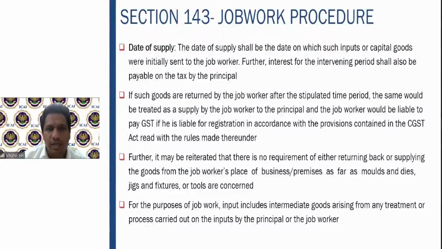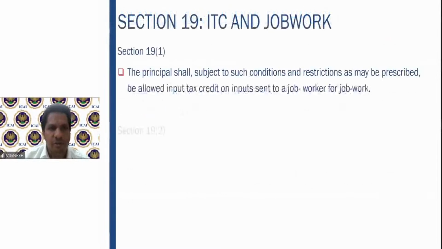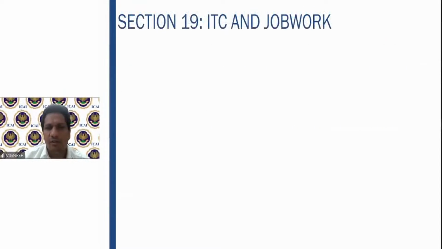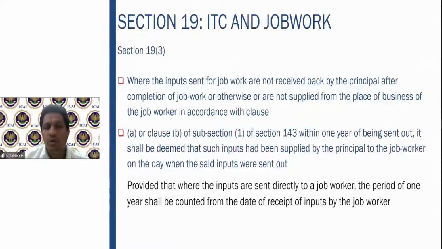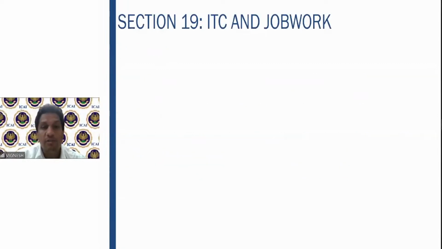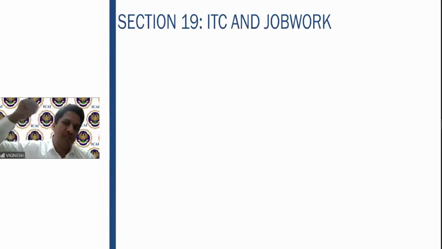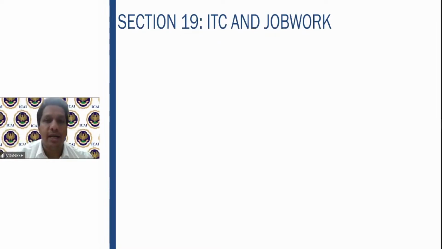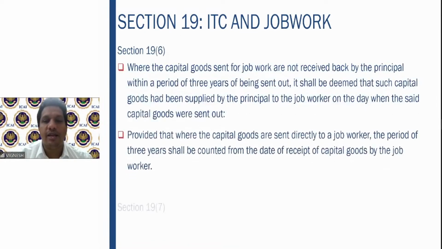For the persons who have not attended last year's sessions, please attend them. We went through these provisions in detail. 19.1, 19.2 with regard to job work also we have seen. You have to receive it within the respective time. If you don't receive it, at that point of time you have to pay the amount. That will be treated as a supply. In case the principal does not receive it within 1 year or 3 years, as the case may be, the amount at the time when the principal sent it to the job worker will be treated as a supply, and from then interest has to be paid.